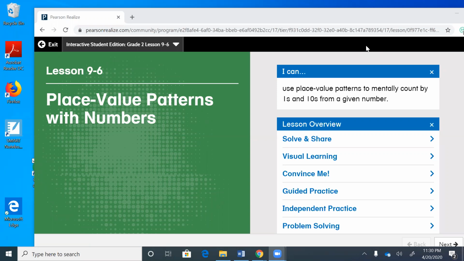Today's lesson is a little bit easier than yesterday's, and if you like working with patterns, this is the lesson for you. Place value patterns with numbers. I can use place value patterns to mentally count by ones and tens from a given number.